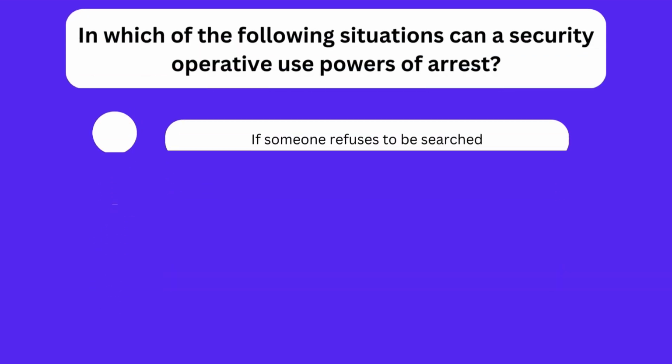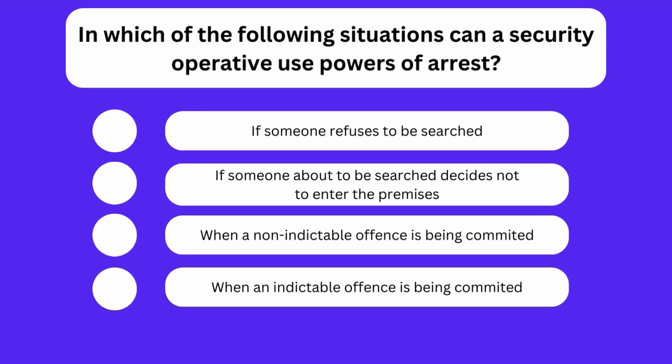Next question is, in which of the following situations can a security operative use powers of arrest? So the correct option is the last one. When an indictable offense is being committed, the security operative can use power of arrest. So basically, if someone commits some offense in front of him, then he can arrest him on the spot.